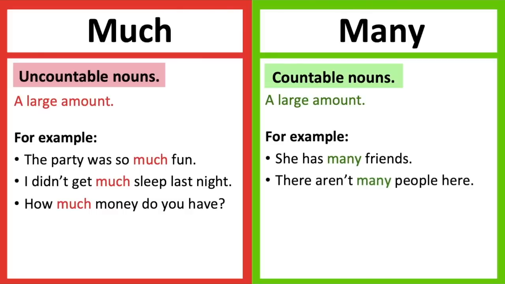There aren't many people here. The countable noun in this sentence is people. How many properties do you own? The countable noun in this sentence is properties.